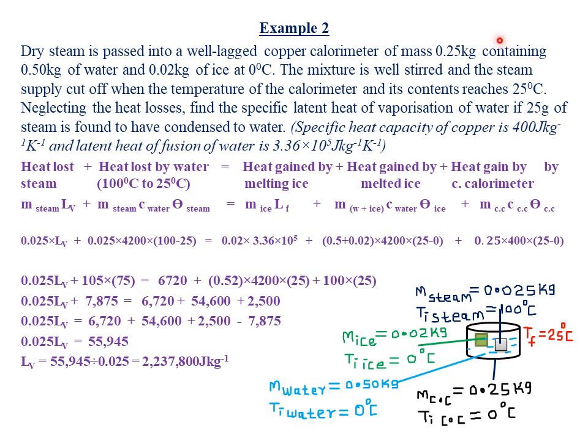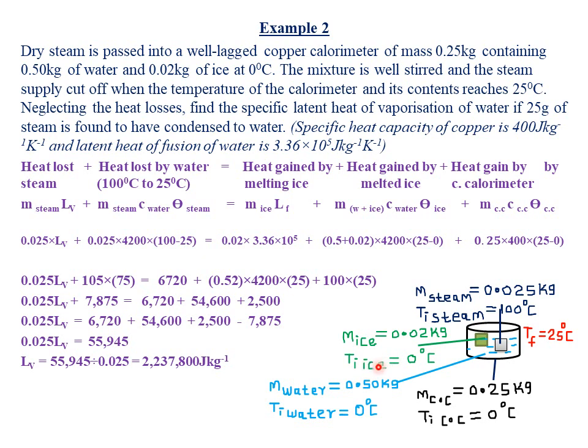So that is, the initial temperature for the ice was 0 degrees Celsius. But because we are told from the question that both the ice and the water were initially in the copper calorimeter, it simply means that if the initial temperature for the ice was 0 degrees, both the water and the copper calorimeter will also assume the same initial temperature as that of the ice.